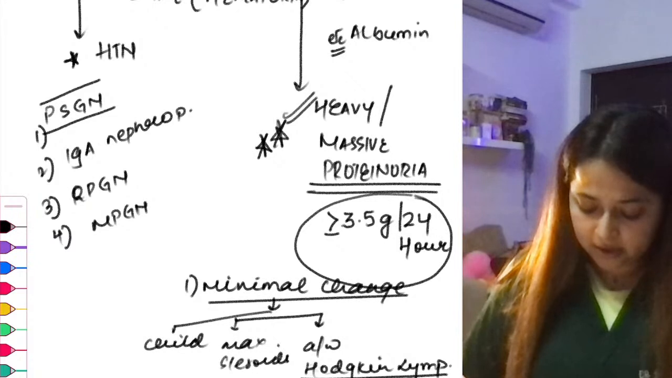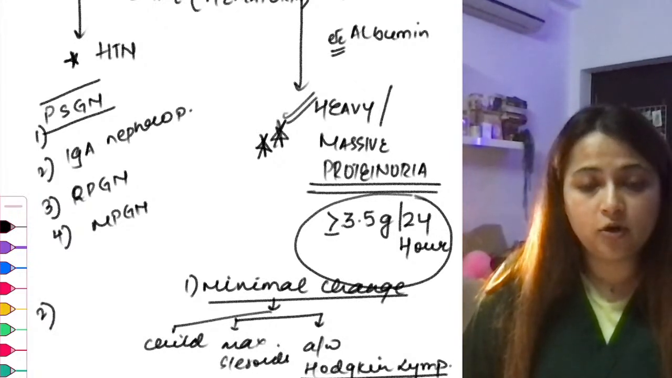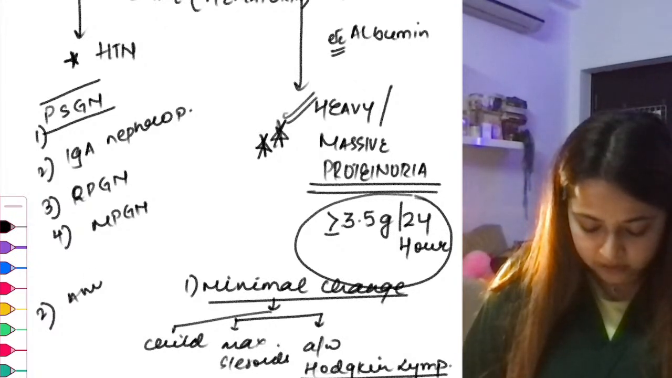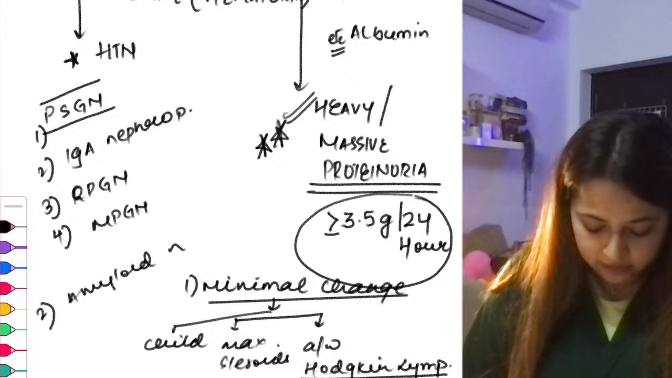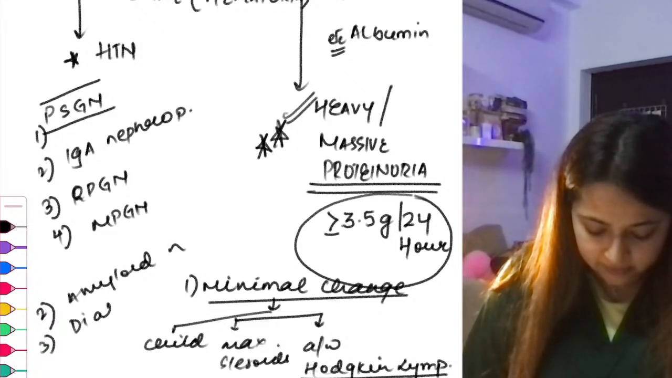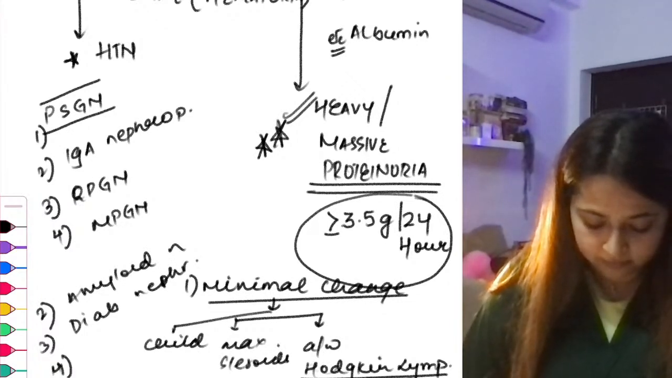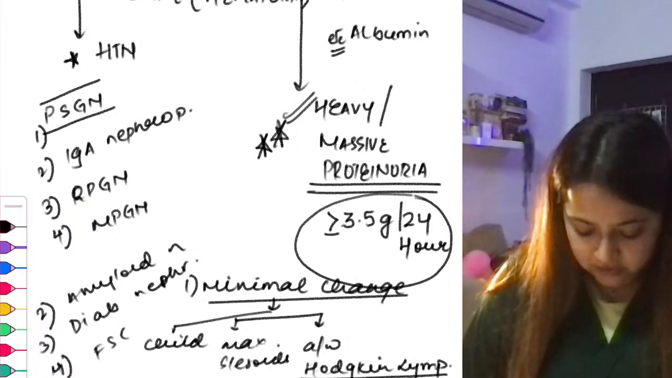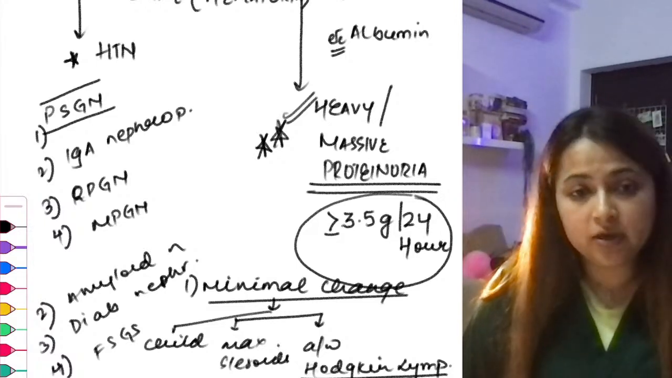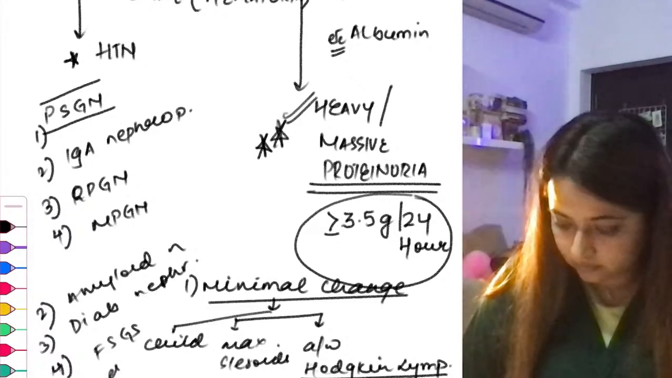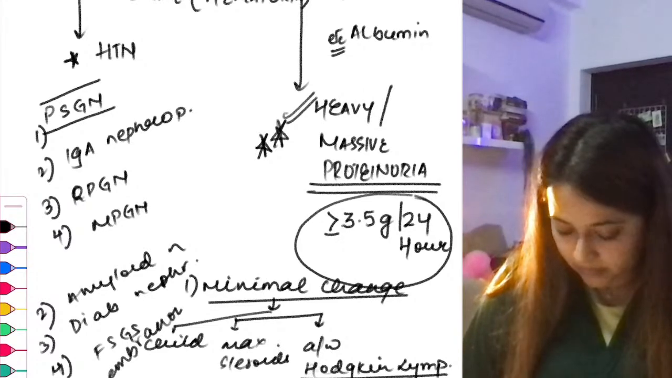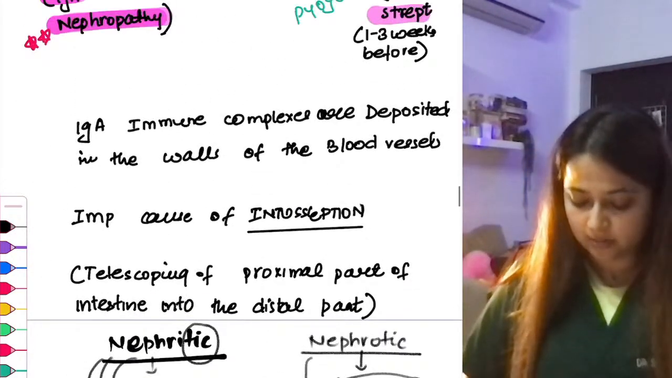Coming back, the second example of nephrotic syndrome could be amyloid nephropathy. Third is diabetic nephropathy. The fourth one is FSGS. And the fifth one is membranous. These are just the examples.